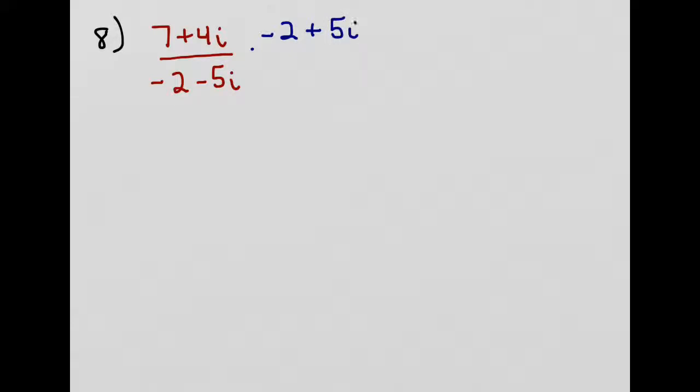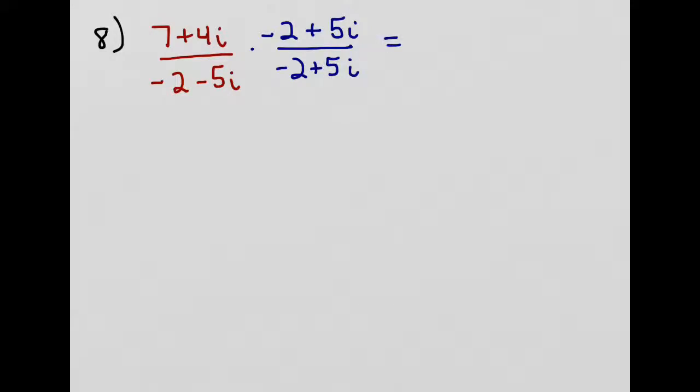All right, let's go ahead and write up number 8 next. Number 8 was 7 plus 4i over negative 2 minus 5i. So when we do this, we need to multiply the top and the bottom by the conjugate of our denominator. So the conjugate, everything stays the same except the middle sign changes. So instead of negative 2 minus 5i, we're going to have negative 2 plus 5i.